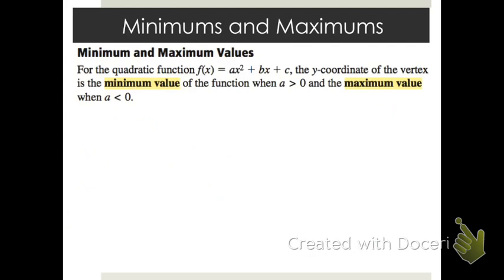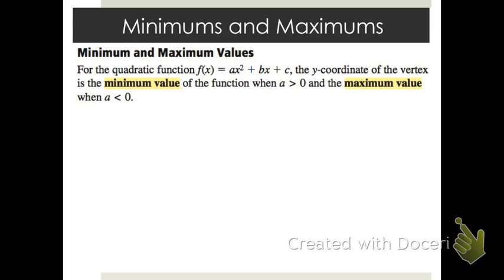So now real quick, let's talk about minimum and maximum values. So for a quadratic function, the y-coordinate of the vertex is the minimum value when a is greater than 0, and my maximum value when a is less than 0.